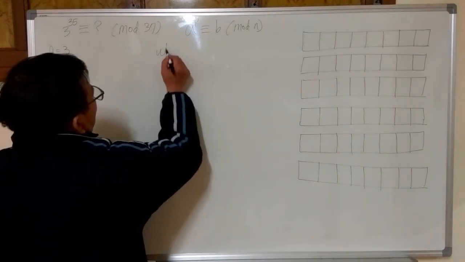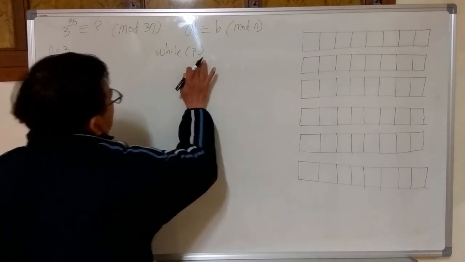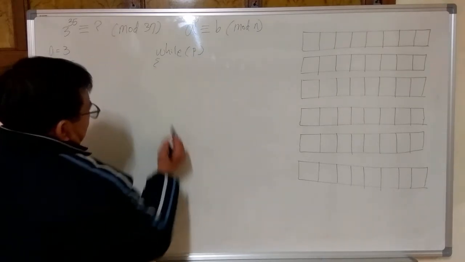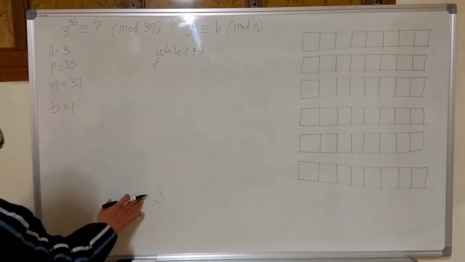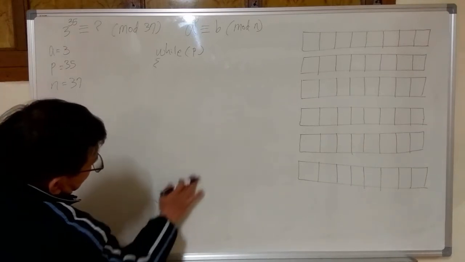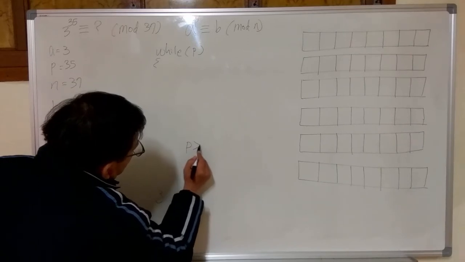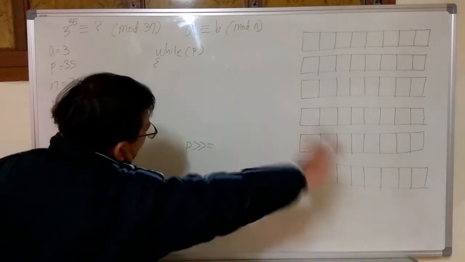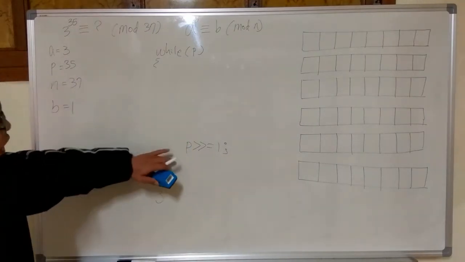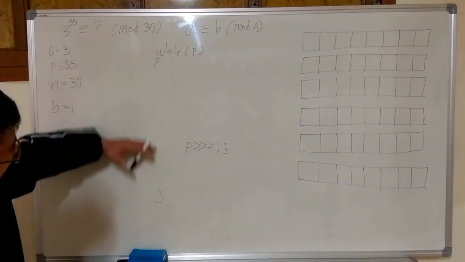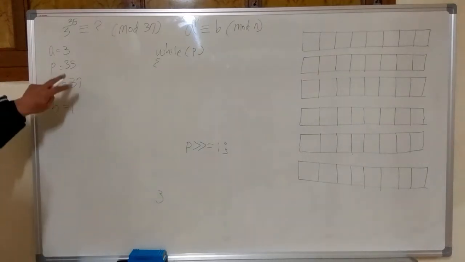While P, then we implement like this. Initially, while P, we change P at this point: P is shifted to the right by 1. Now let's try this code first. Initially P is 35.